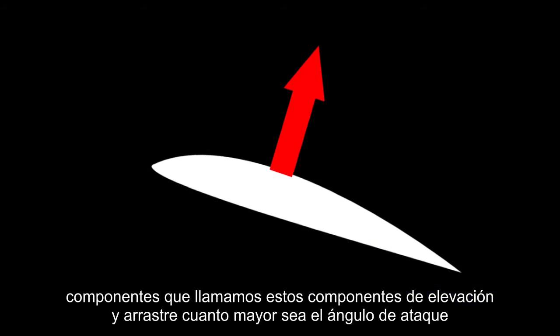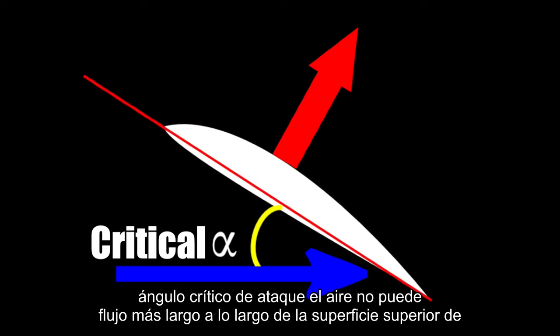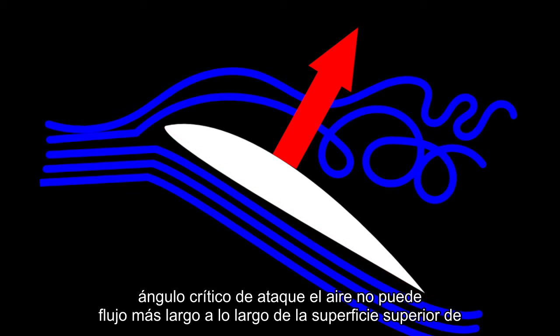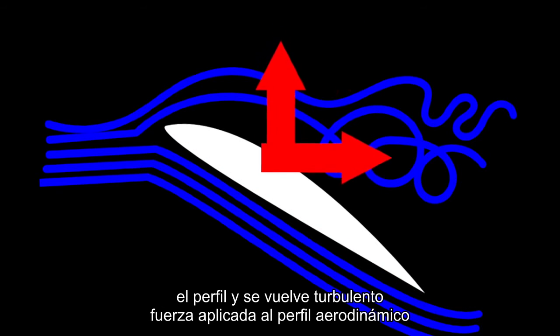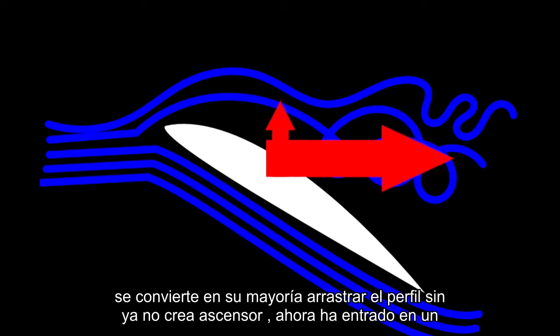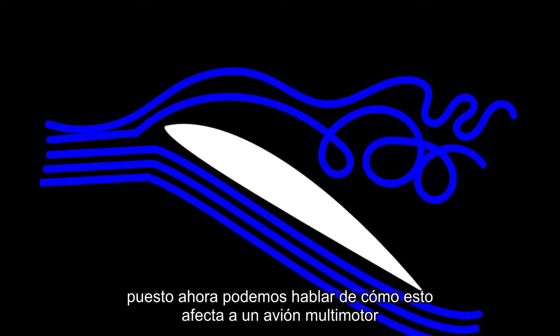The larger the angle of attack, the bigger the lift, up to a certain point. After a point known as the critical angle of attack, the air can no longer flow along the upper surface of the airfoil and becomes turbulent. The force being applied to the airfoil becomes mostly drag. The airfoil no longer creates lift. It has now entered a stall.